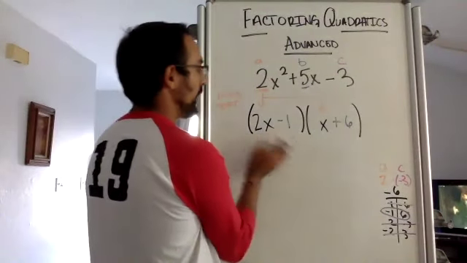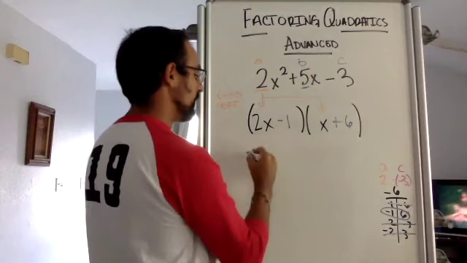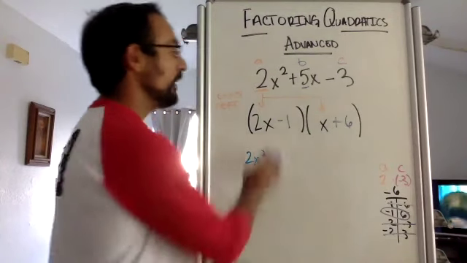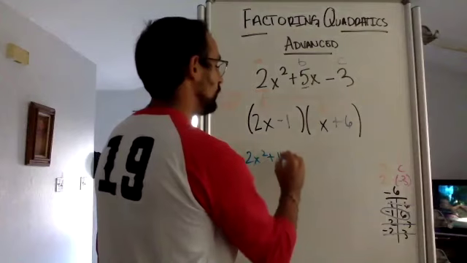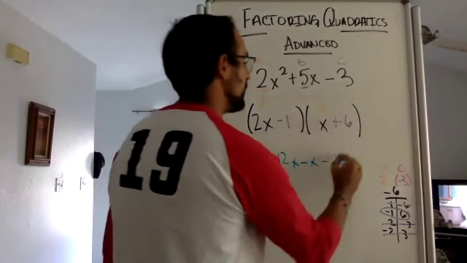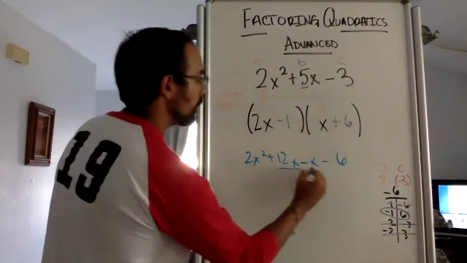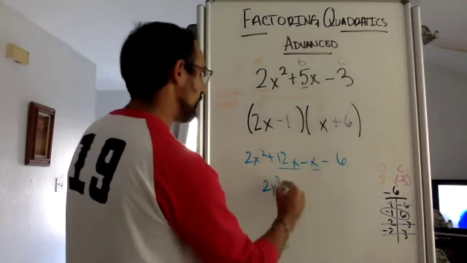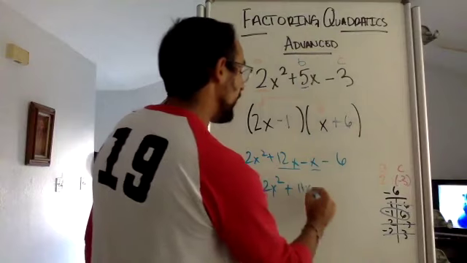When I multiply it, if I FOIL this out, 2x times x gives me 2x squared. I'm good there. 2x times 6 gives me +12x. -1 times x gives me -x. -1 times 6 gives me -6. So if I simplify these two terms, because they're both x's, I get 2x squared plus 11x minus 6.